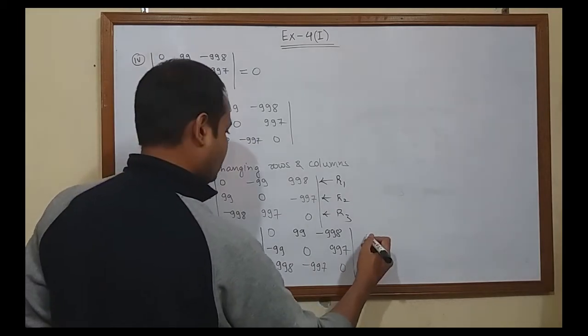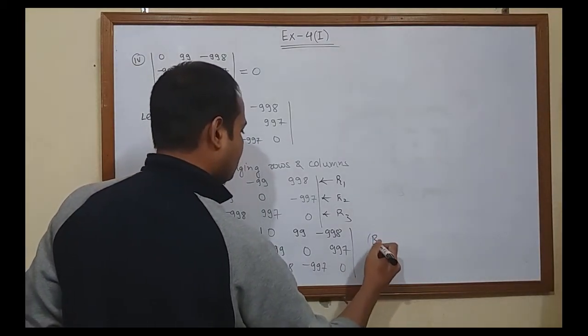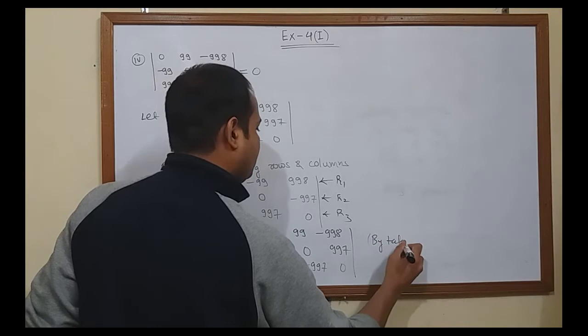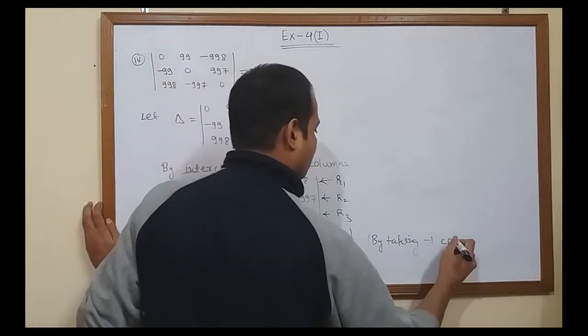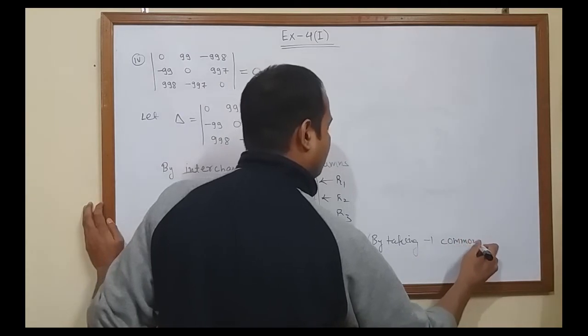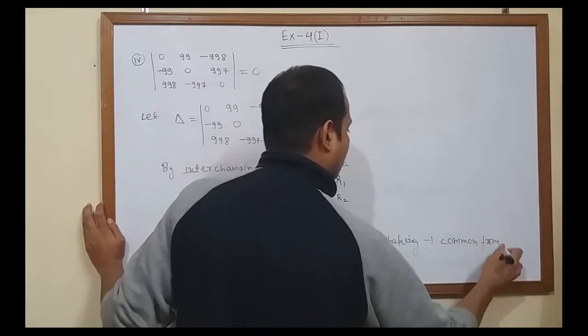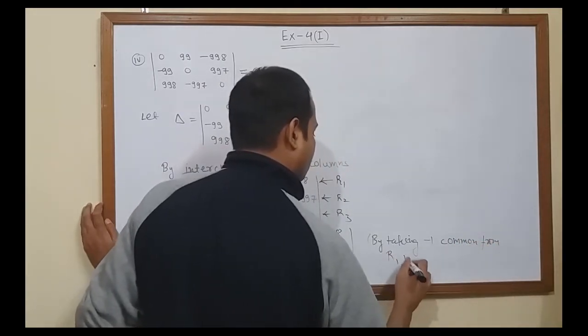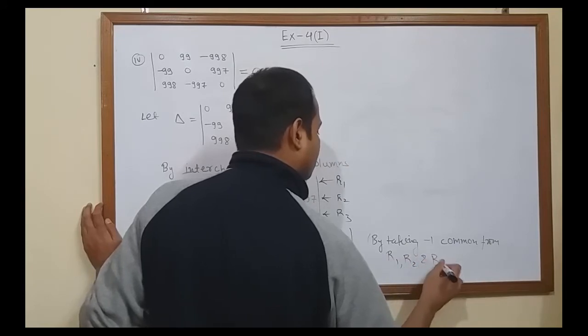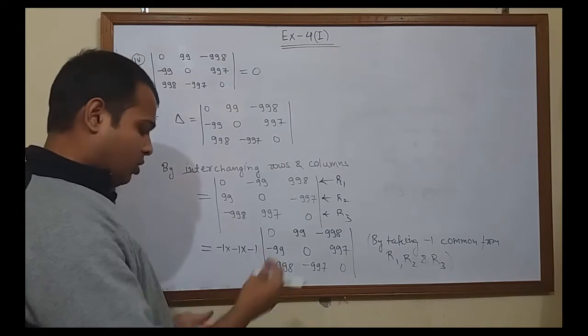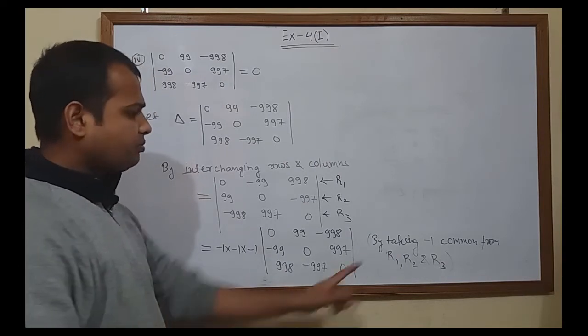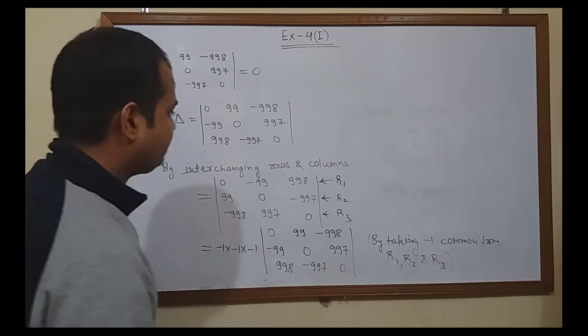So in the next step, instead of writing this I can write delta. And here I forgot to write, by taking -1 common from row 1, row 2 and row 3. So whatever operation you are doing, you should be writing it down.